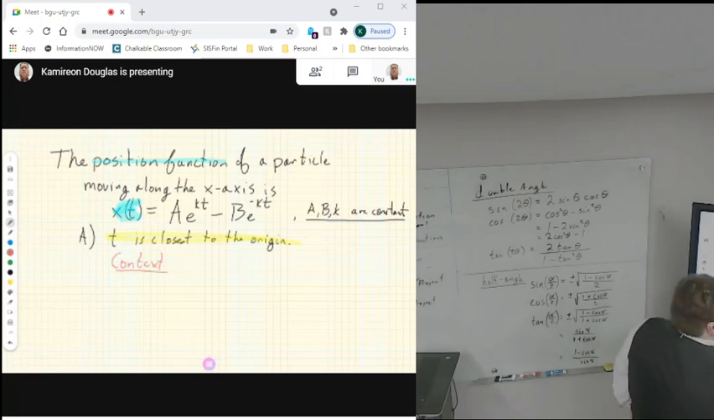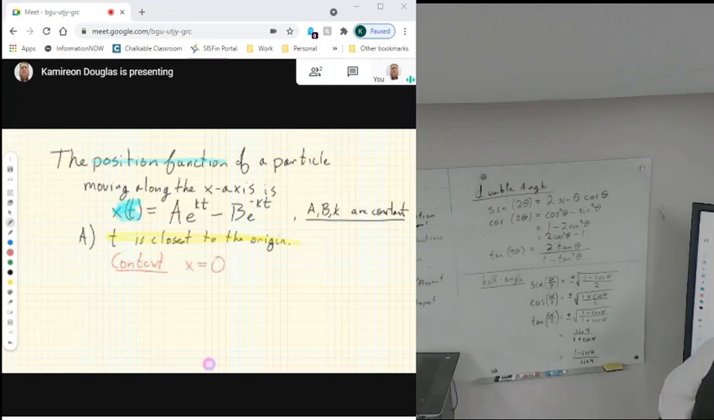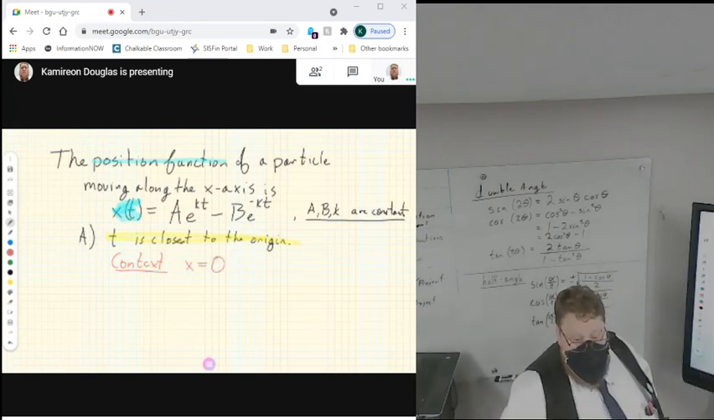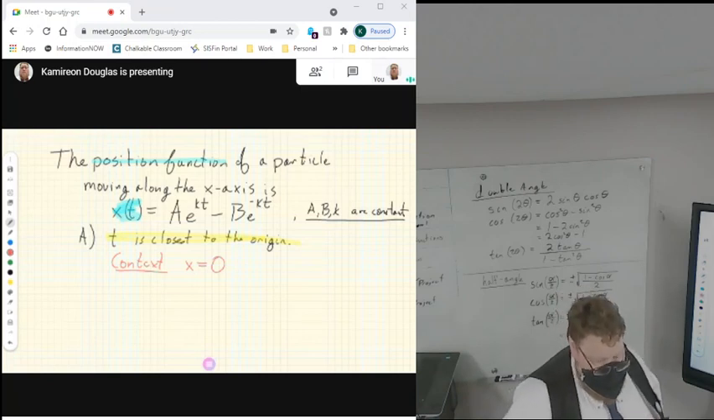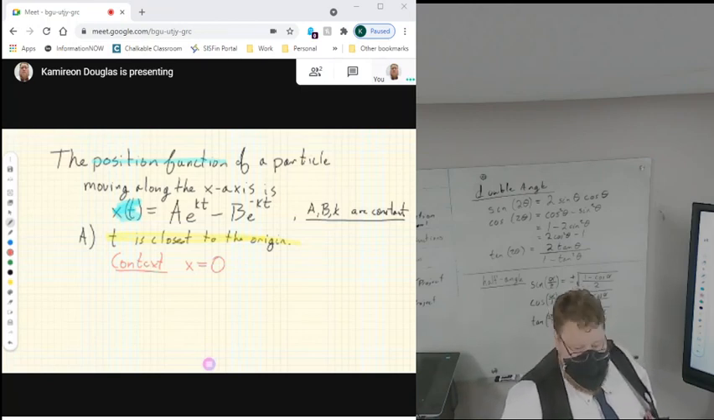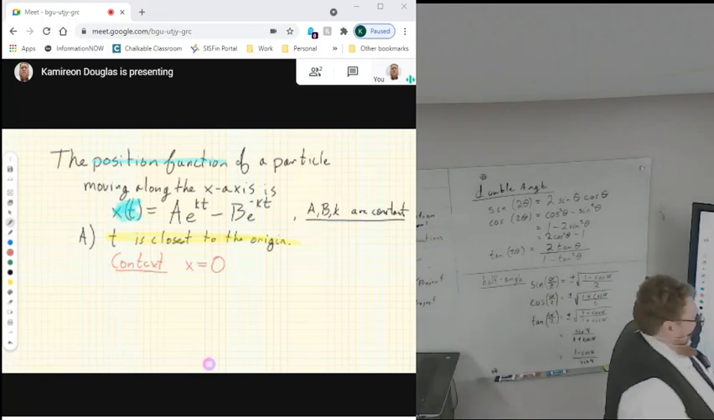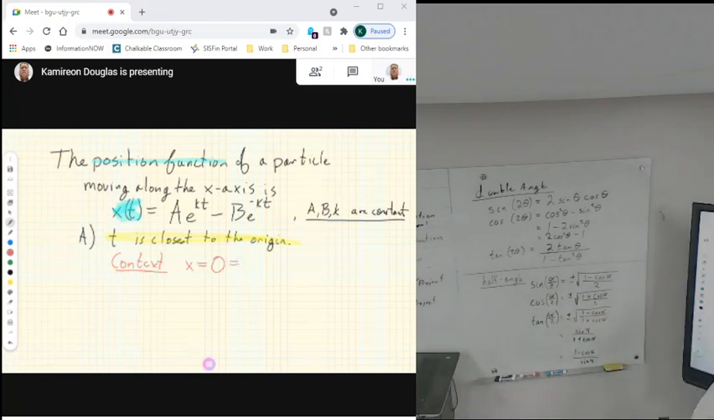So what this question is asking me to do, the context that we have to understand, is that we want closest to the origin. Closest to the origin is when the x value equals 0. But we don't have an x in the problem, we have a t, except on the left-hand side. So what this equation is asking us to do is set 0 equal to a e to the kt minus b e to the negative kt.